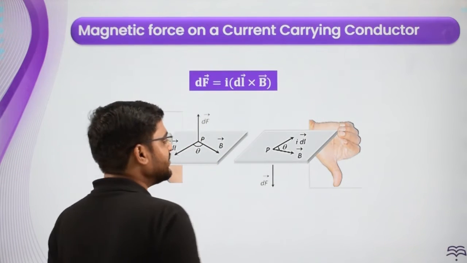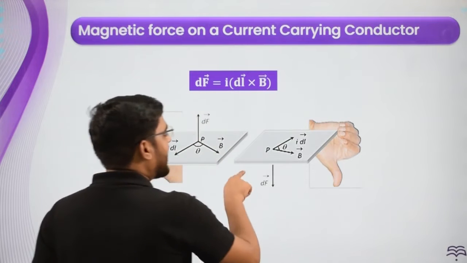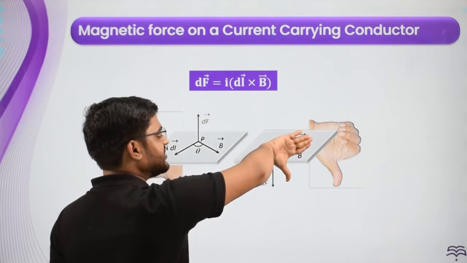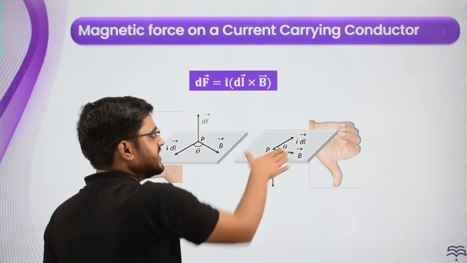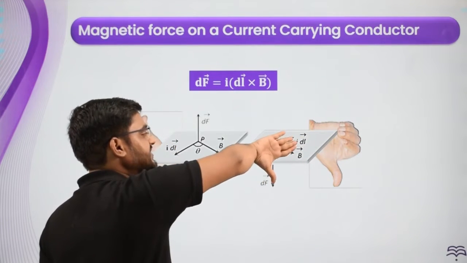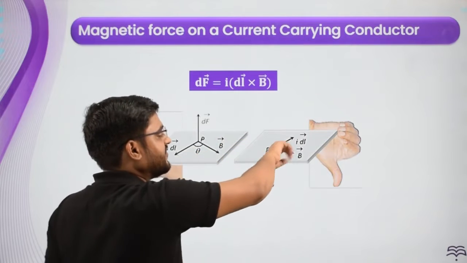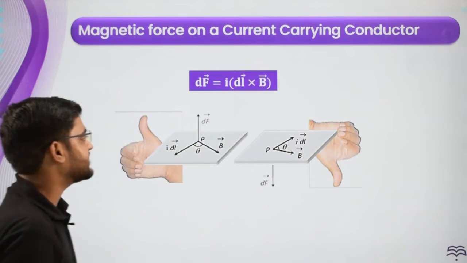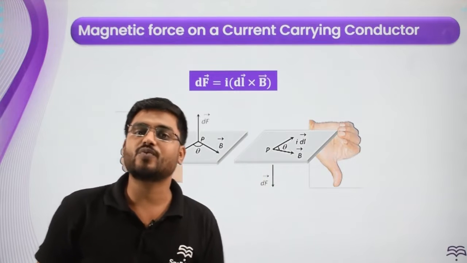Again, if you have a look at this diagram, here the I dL is that way. So if you put your fingers in the direction of I dL, turn them towards B. See, if I turn it like this, I cannot turn it towards right. So keep it in such a manner that your palm is facing the other vector, the B vector. And the direction is downward. So the small force dF is in the downward direction.